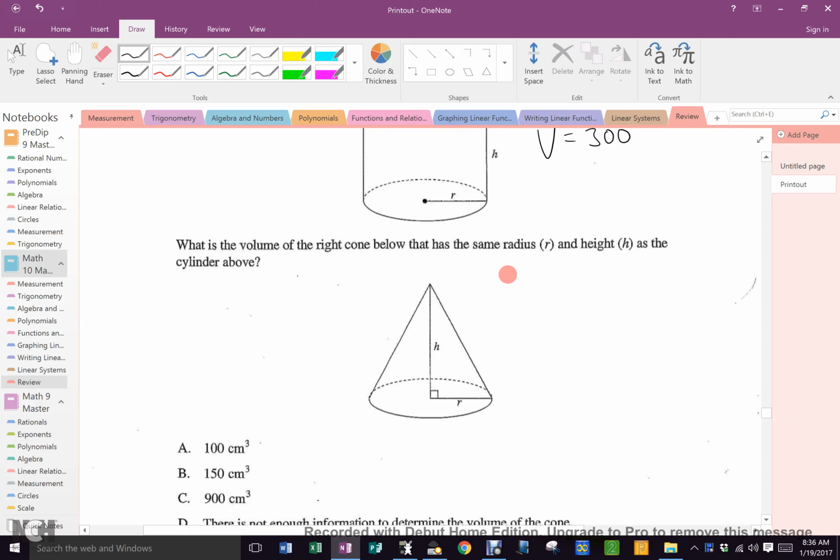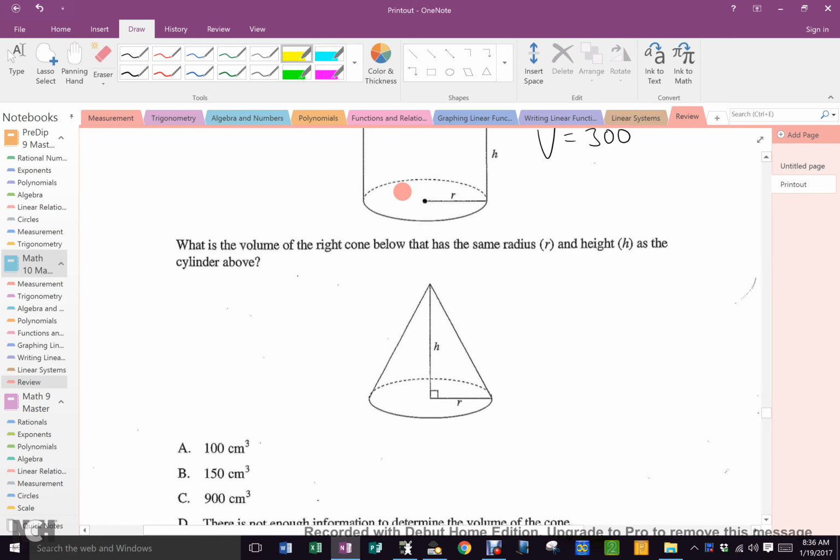What were you going to say? I was saying the volume of a cone is 1/3 of the volume of a cylinder. Yeah, it's 1/3 of it, right? Because the volume of a cylinder is the area of the base times height, and then the cone is 1/3 times the area of the base times height.